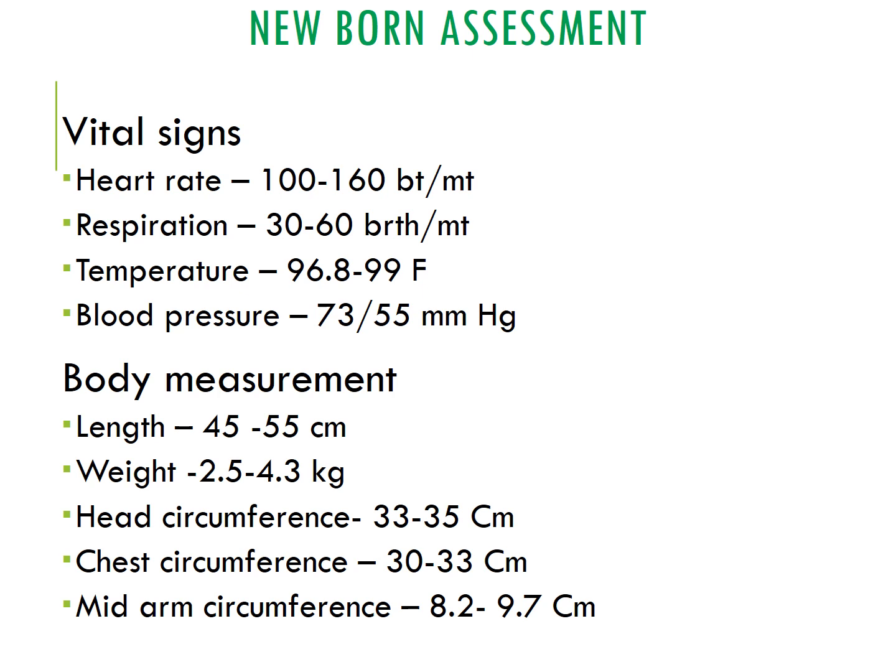Let us go for some of the body measurements of the newborn. Length is around 45 to 55 centimeters. Weight is 2.5 to 4.3 kg. Head circumference is 30 to 35 centimeters, whereas chest circumference is 30 to 33. Please note that chest circumference is less than head circumference, and the mid-arm circumference is 8.2 to 9.7 centimeters.